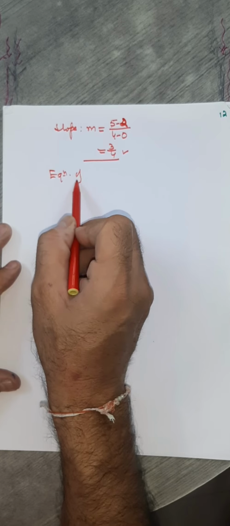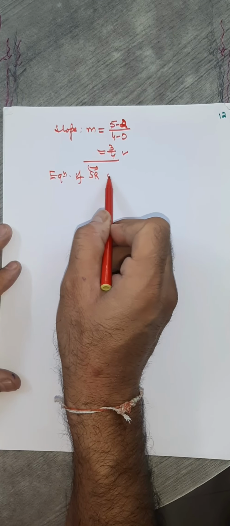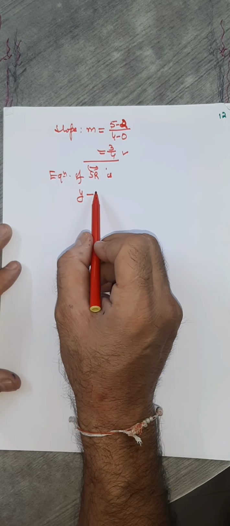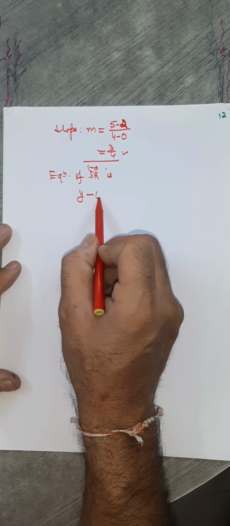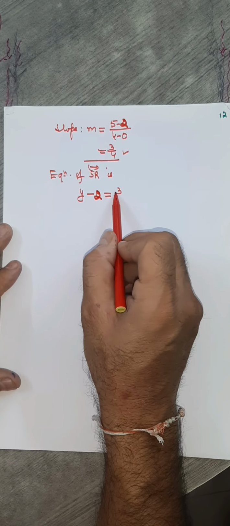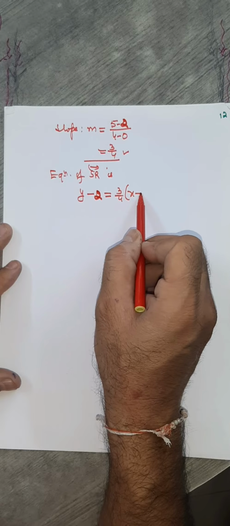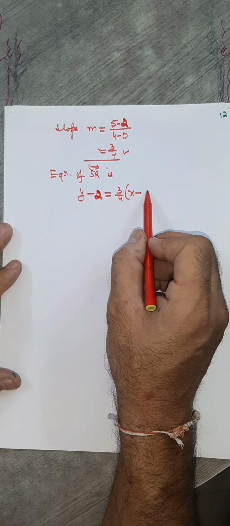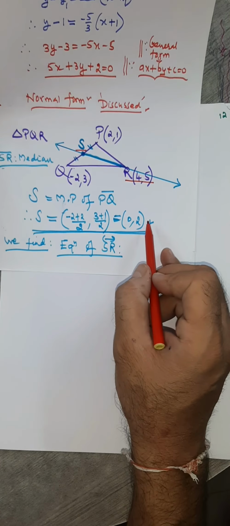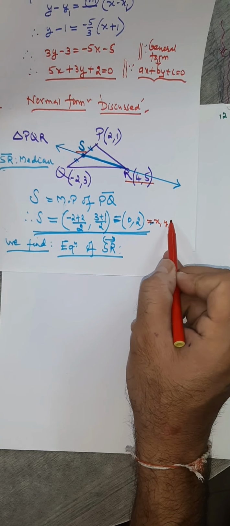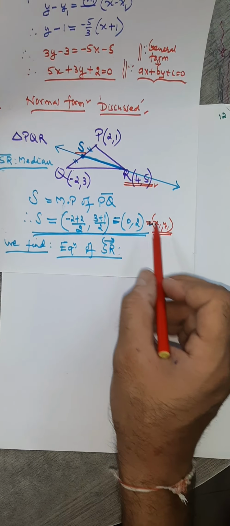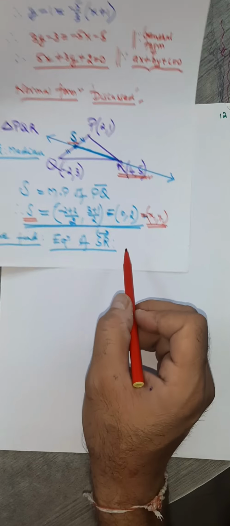So the equation of line SR is y minus y1. Any one of these two points you can take as x1, y1. Suppose I'm taking S. So y1 is 2 equals slope into x minus x1. What is x1? That is nothing but 0. I've taken this as x1, y1, and this is your x2, y2. You can take these as x1, y1 also, as I told you. You are using these 2 points, S and R.